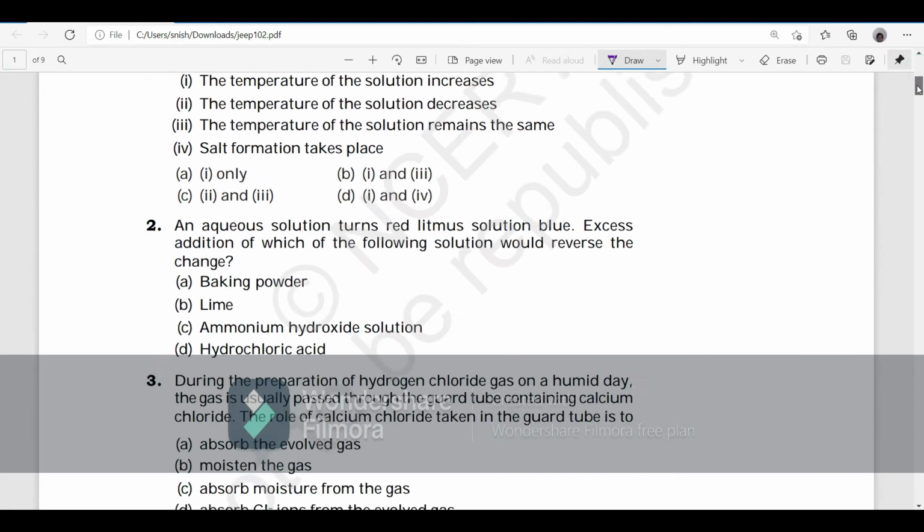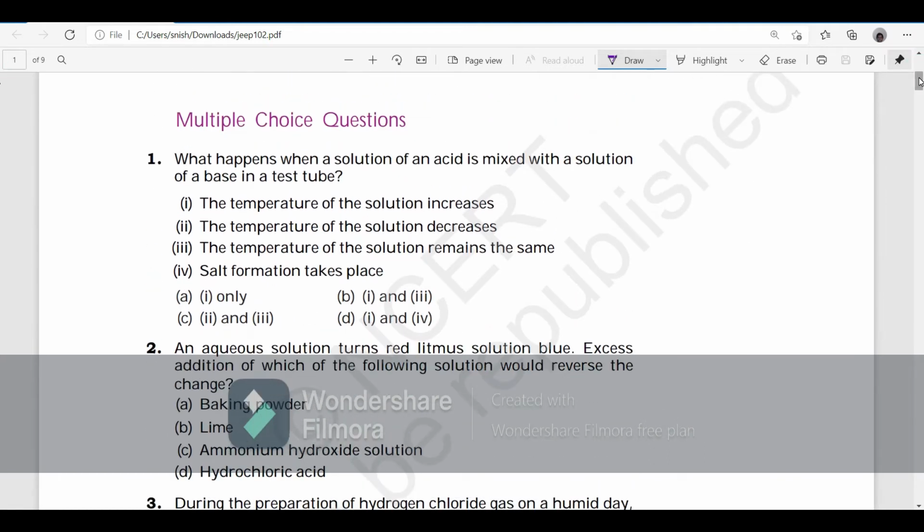Okay, so the first question says: what happens when a solution of an acid is mixed with a solution of a base in a test tube? So you know that acid plus base is a neutralization reaction which is exothermic, right? Neutralization reactions always lead to the formation of a salt. So of course this is correct.